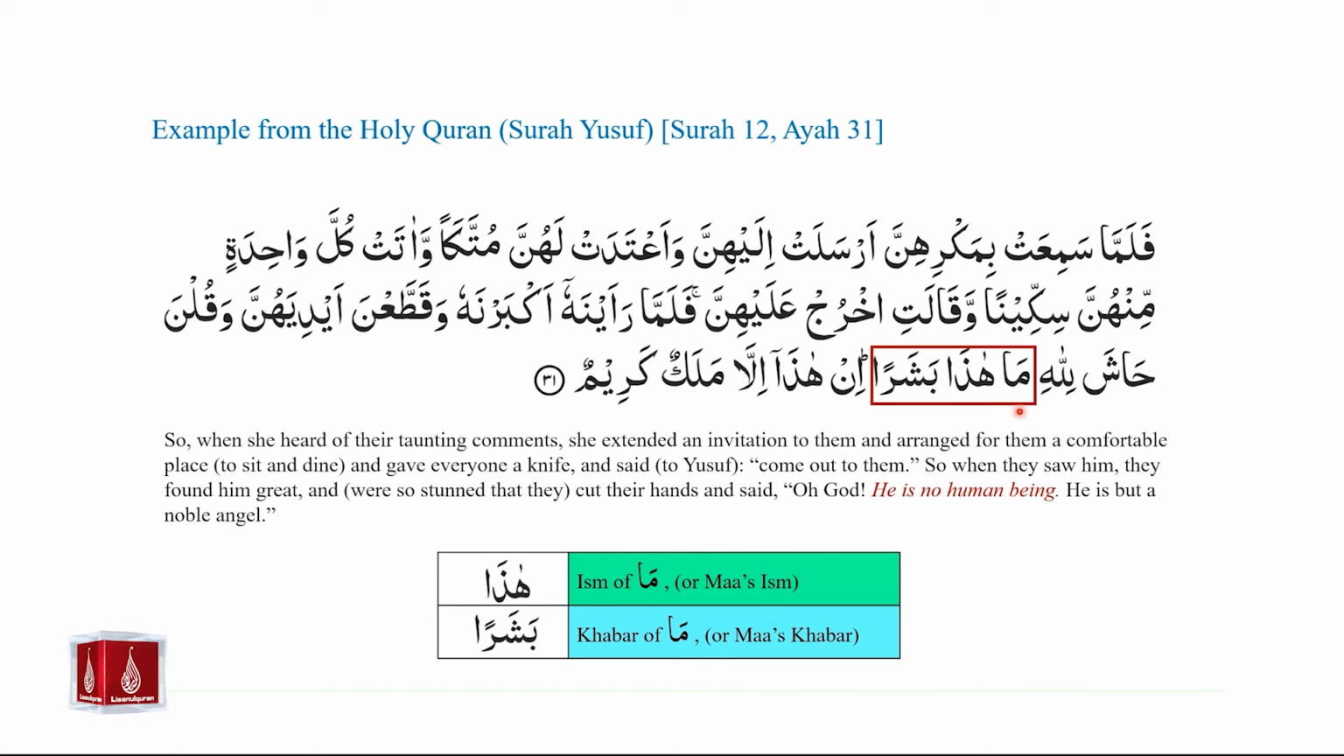We have ma followed by haza and then basharan, which is mansoob. Please note that haza is the ism of ma, or ma's ism. Basharan is the khabar of ma, or ma's khabar. The presence of ma is making the khabar mansoob, and ma is creating negation in this jumla, or creating a negative jumla ismiya, which can be translated as he is no human being.